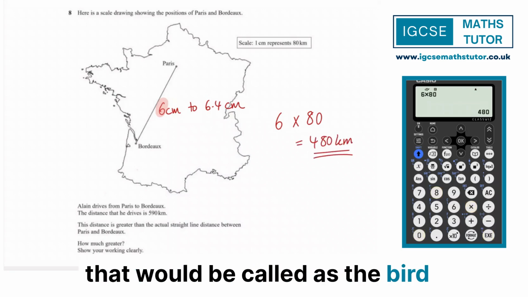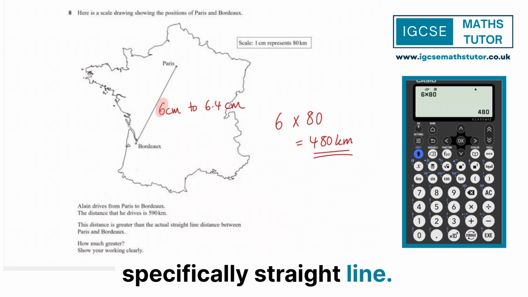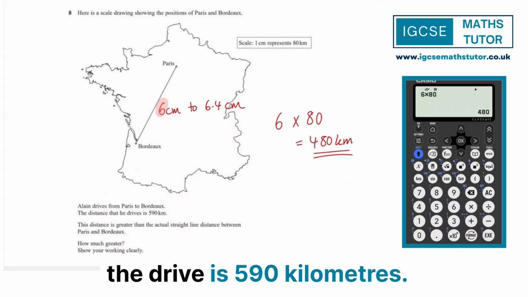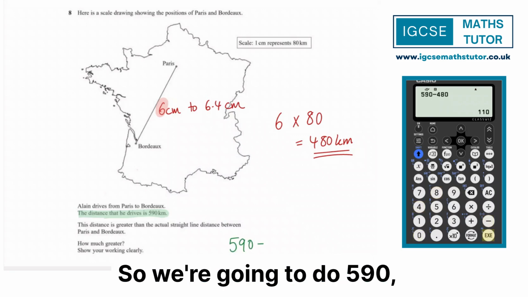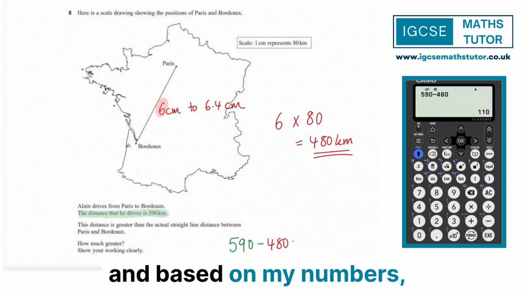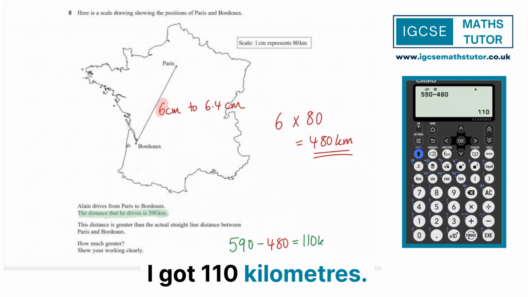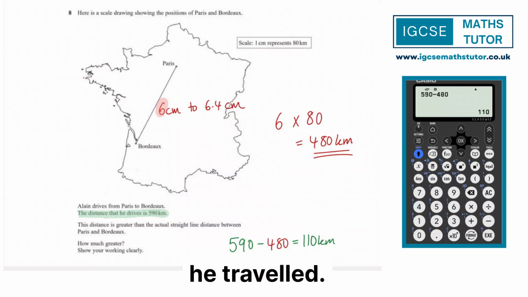Now that would be called as the crow flies. If you're driving, you wouldn't drive in a specifically straight line. In fact, the drive is 590 kilometres. So it's the difference between these two. So we're going to do 590, take away that 480. And based on my numbers, I got 110 kilometres. That's how much further he travelled. Depending on what you did, you'll get a slightly different answer.